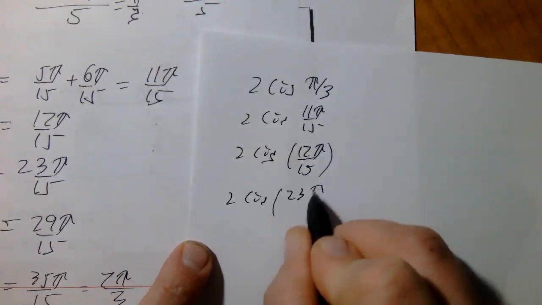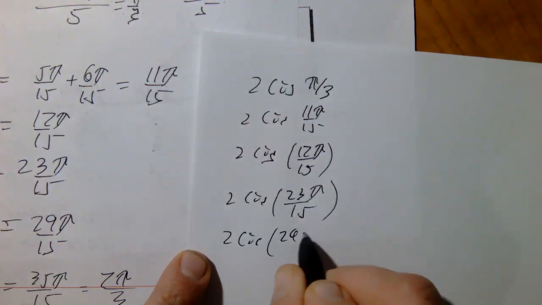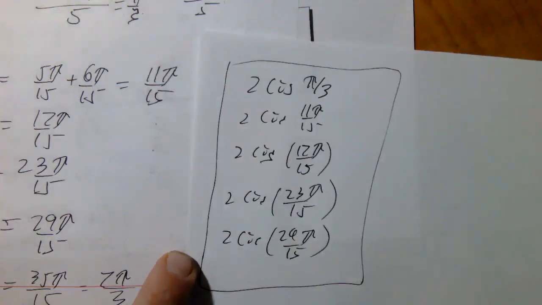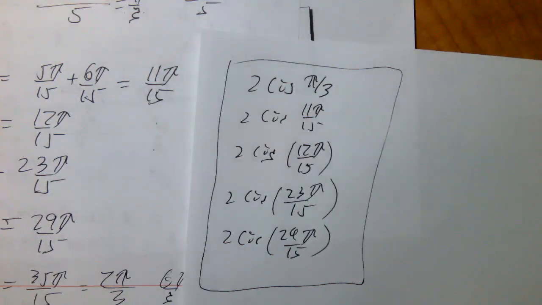23 pi over 15. And then 29 pi over 15. Right? Those are your 1, 2, 3, 4, 5 roots. Okay. It's kind of hard to check these, right?